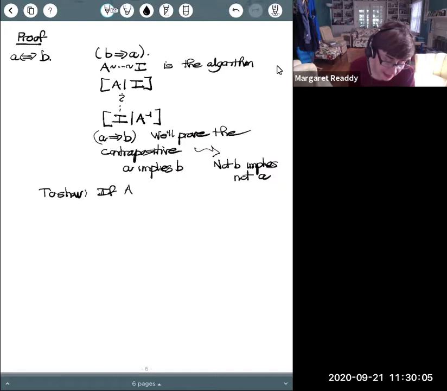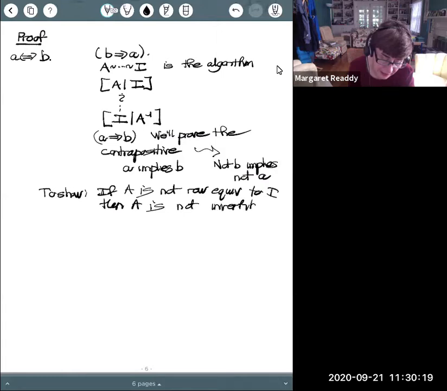So to show: if A is not row equivalent to the identity, then A is not invertible, right? And we realized this when we talked about the algorithm. You start doing the algorithm and you row reduce, and the whole point of the algorithm is you were starting with A and I, with all these elementary row operations, and you keep going, and the whole point is you want this to be the identity at the end.